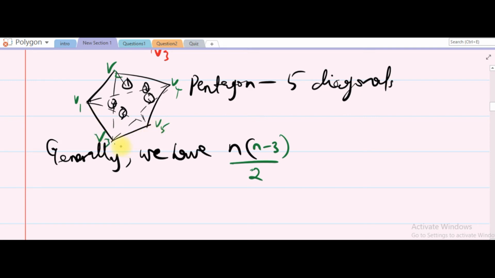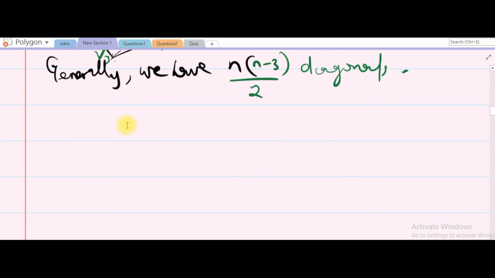adjacent vertices. From the diagram, you can see that V1, V2, V4 are adjacent. V2, V4, V5 are adjacent. So this is the general case. We have n times n minus 3 over 2 diagonals. So that's our formula for the number of diagonals of a polygon.